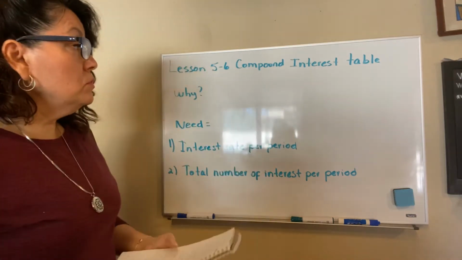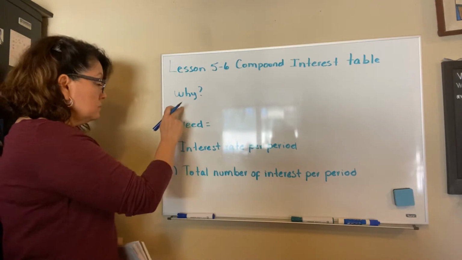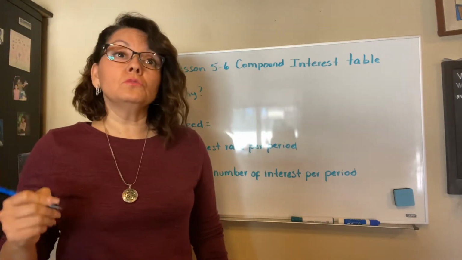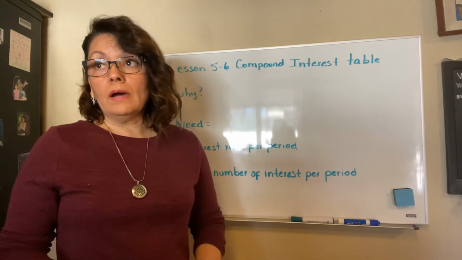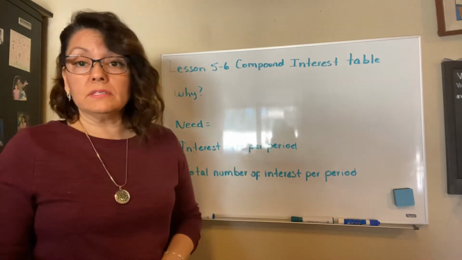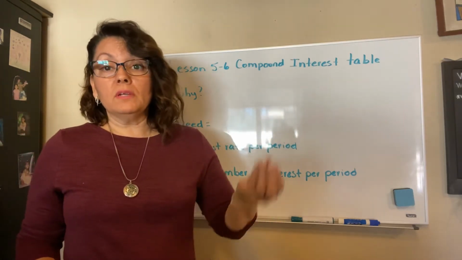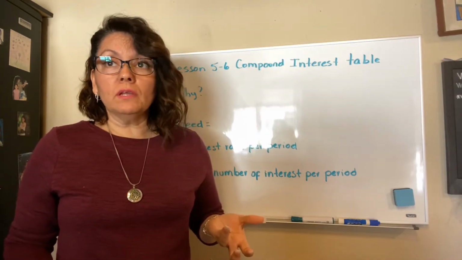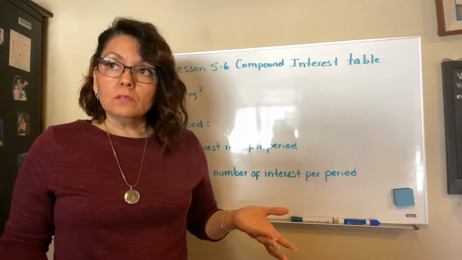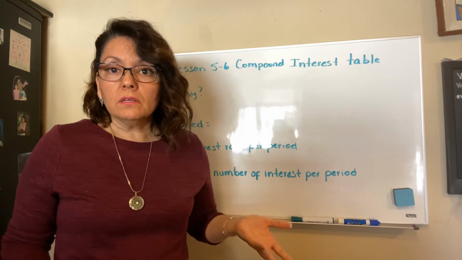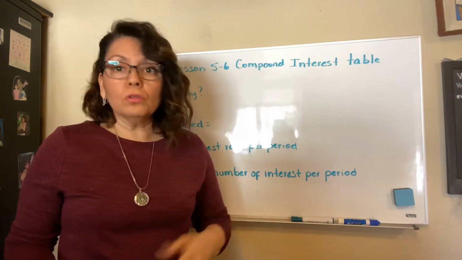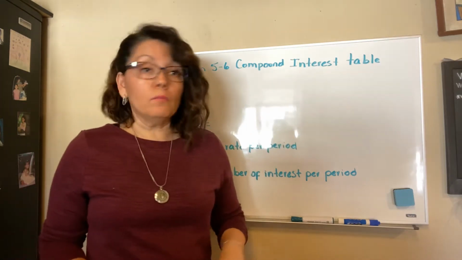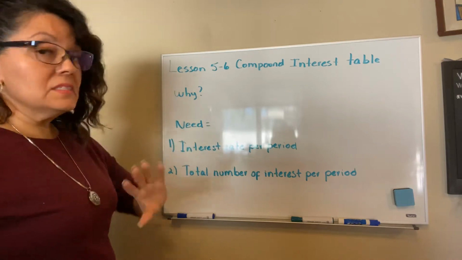Why do we have to use the table? In lesson 5.5, we learned how to find the compound interest, but we did it month to month. What if we have to do that for 3 years, or calculate for 5 years? That can take us a long time to calculate. That's why we need to use the table, to make things easy.